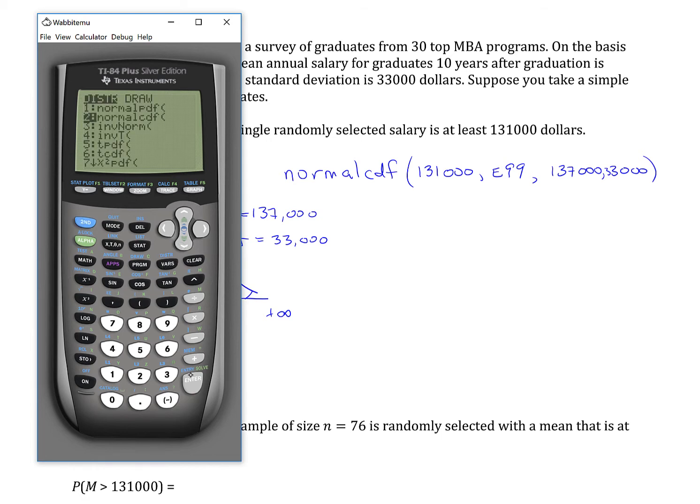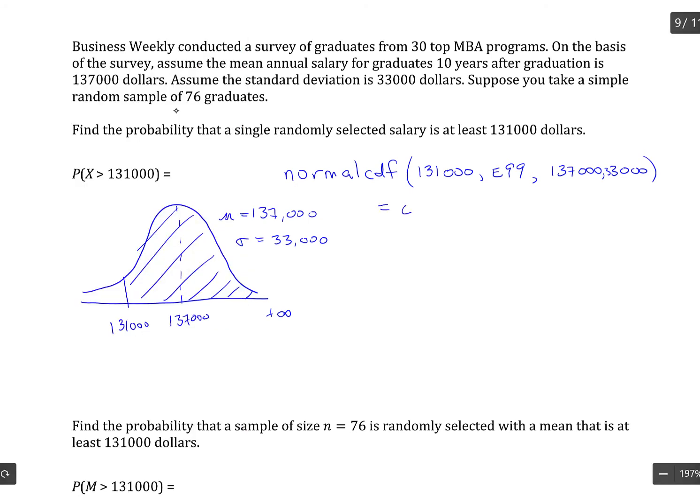So second distributions, normal CDF, 131,000. Then second E with 99 gives me E to the 99th power. 137,000 and 33,000. So that is 0.5721. So that's the area under the curve that I'm interested in.